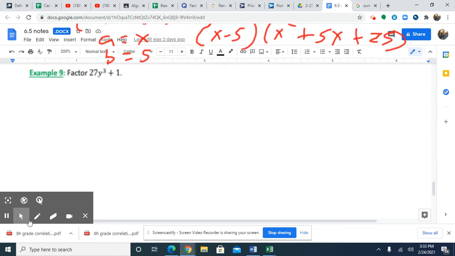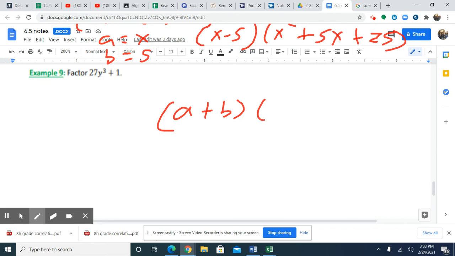And finally, we have another sum of cubes here, which is a plus b, and we have a squared minus ab plus b squared.